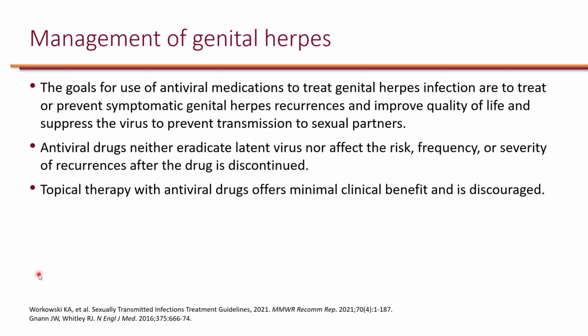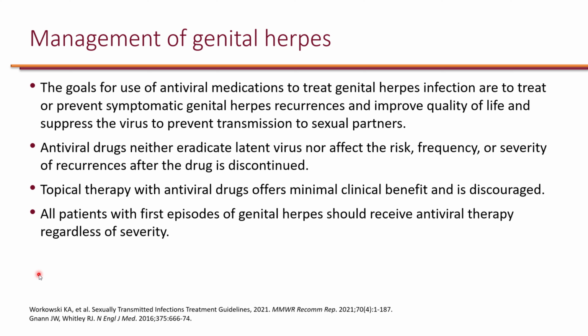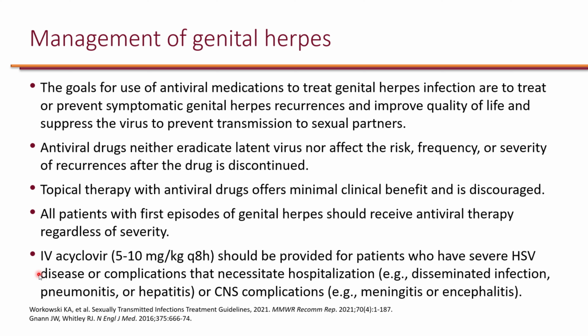Topical therapy with antiviral drugs has minimal efficacy, and therefore it is discouraged for genital herpes specifically. Now, all patients with first episodes of genital herpes should receive antiviral therapy regardless of severity, and these are systemic antivirals, either oral or IV. IV acyclovir specifically should be provided for severe HSV disease or complications that necessitate hospitalization. For example, people with disseminated infection, pneumonitis, or hepatitis, or if someone has CNS complications such as meningitis or encephalitis due to HSV.